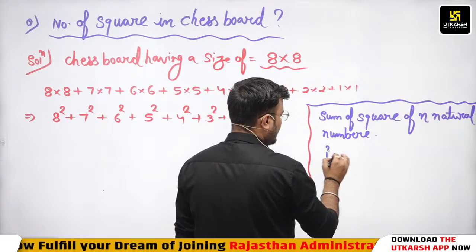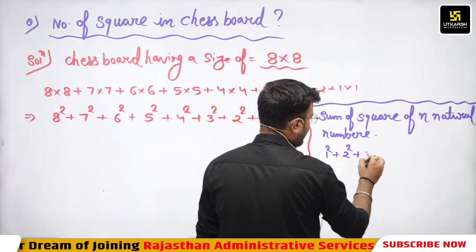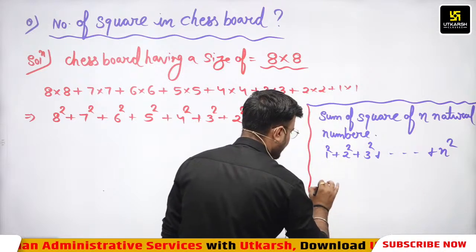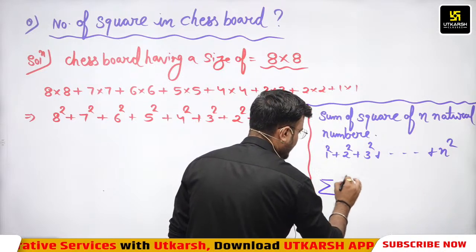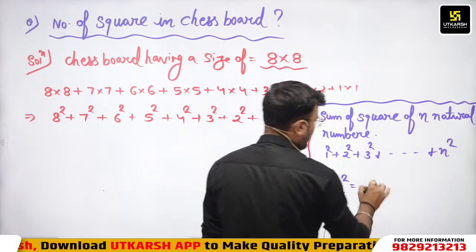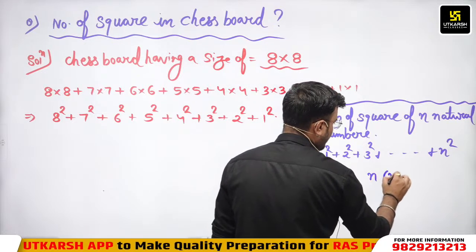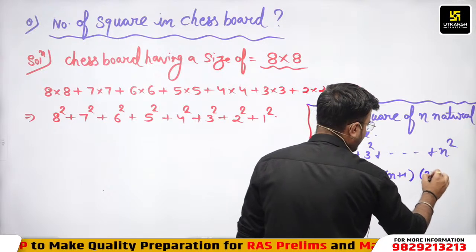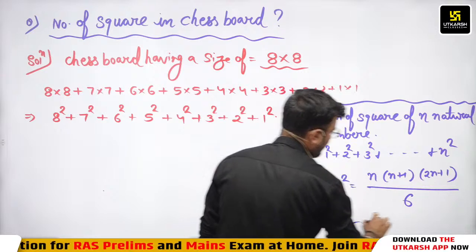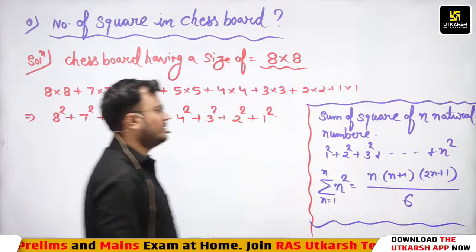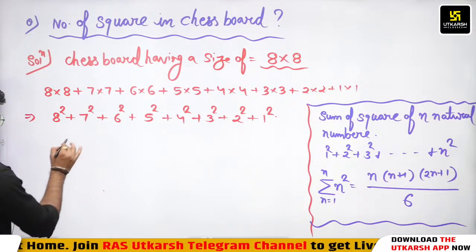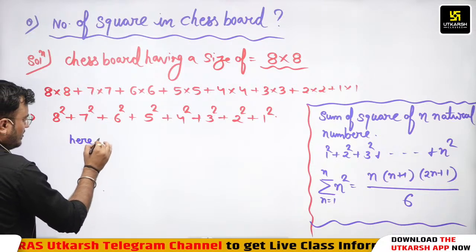So 1 square plus 2 square plus 3 square until n square is given like this: summation of n square, where n goes from 1 to n, and it is given as n into n plus 1 into 2n plus 1, divided by 6. Whenever we need to find the sum of squares of n natural numbers, we can use this formula directly. Now here n is equal to 8.